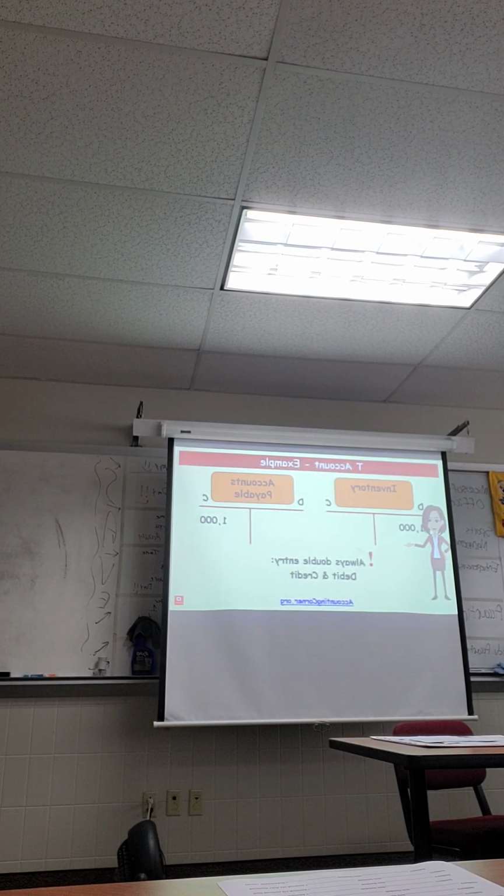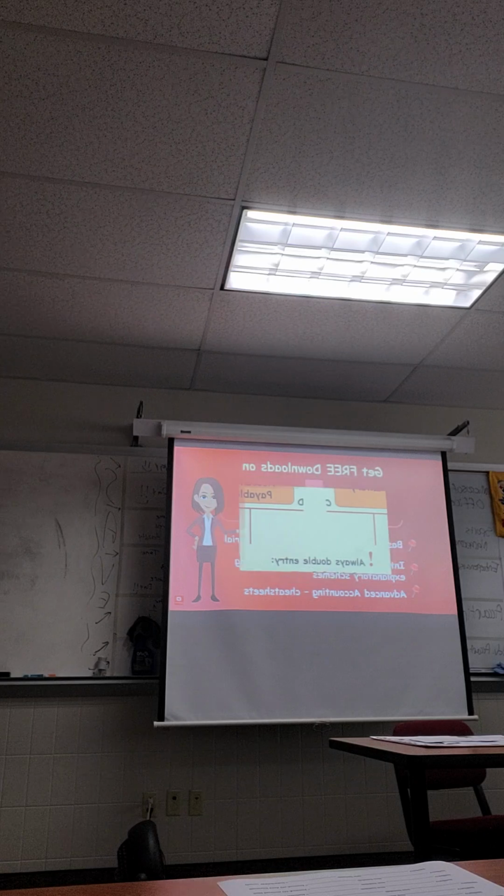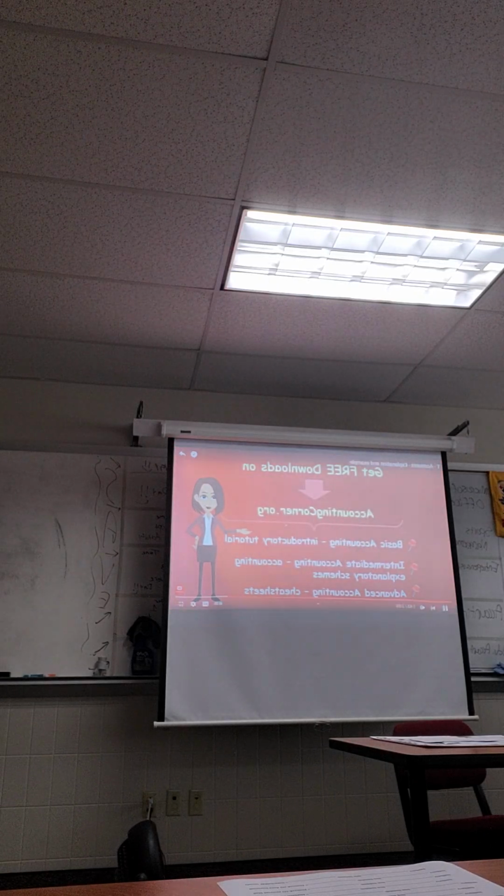Here is how this transaction is presented in the T accounts. Each account has its name. Inventory and accounts payable. Debit in the inventory account is on the left side. Credit in accounts payable account is on the right side. For more knowledge on accounting.